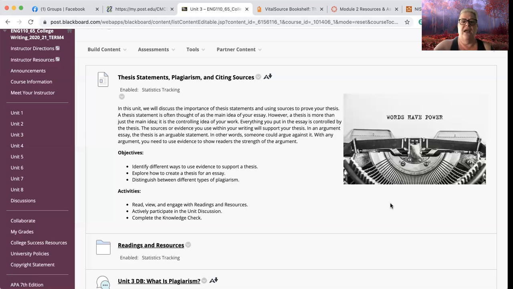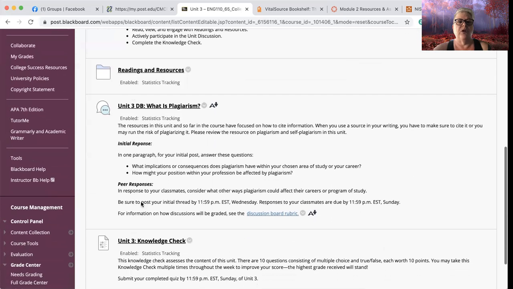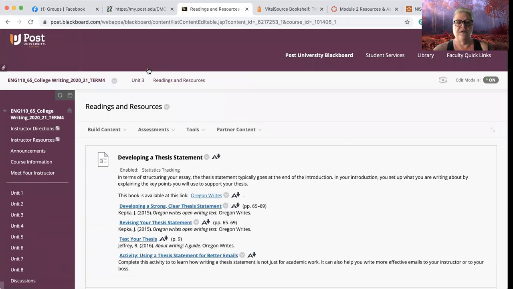This unit does not have a formal writing assignment. You're going to have a knowledge check, which is just, of course, a nice way of saying a test. So you'll have a little bit of relief from writing, and you're going to have a discussion just like always.